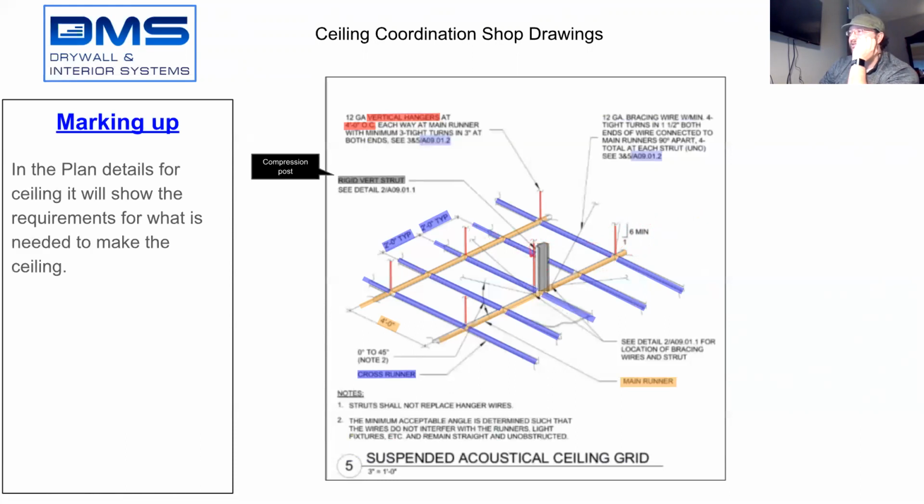Now, in the center here, you're going to see what they refer to as a rigid vertical strut, which is sometimes also called a compression post. So if a compression post is required, this is what it would look like, and then you can look at these details for locations and bracing of wires and strut, where this will be required on large ceilings. On the compression post, guys, typically a compression post is nothing but a piece of black iron, 1.5-inch black iron, or a scrap piece of steel.